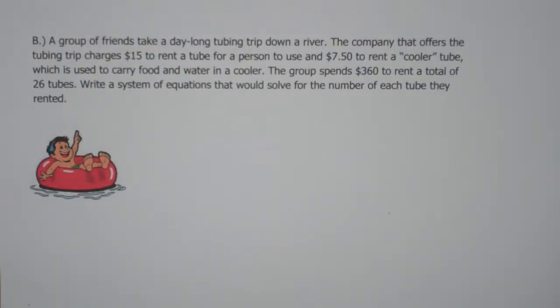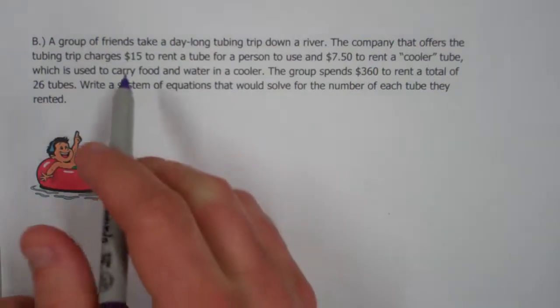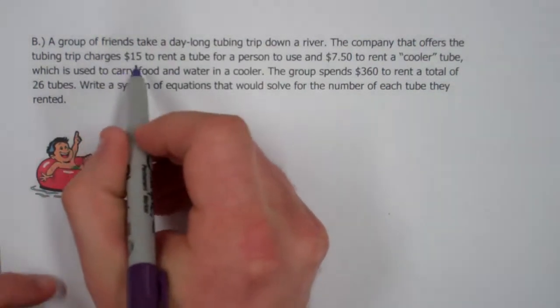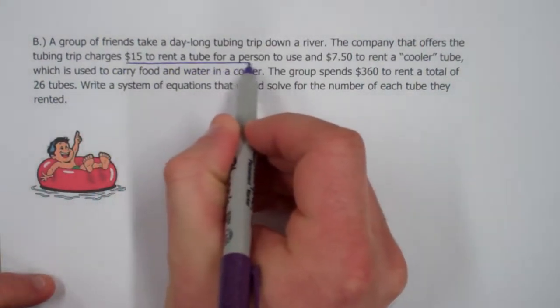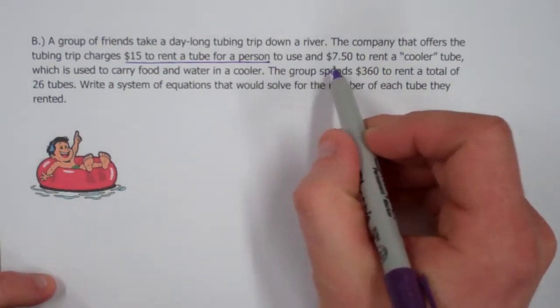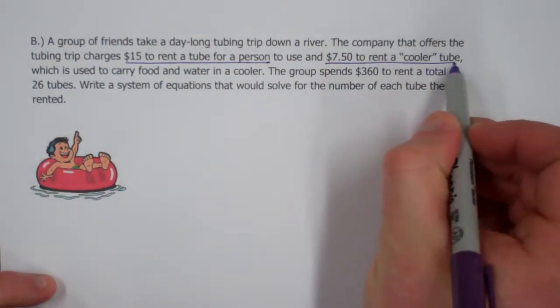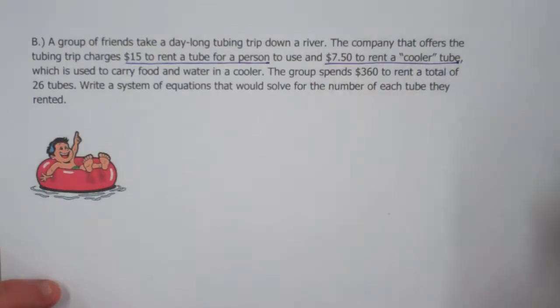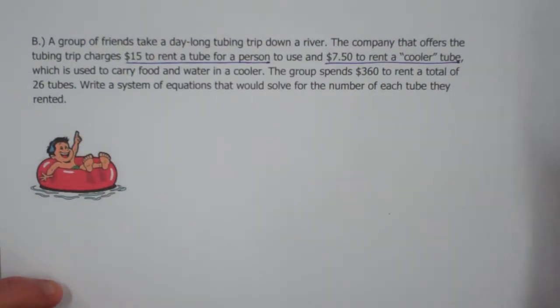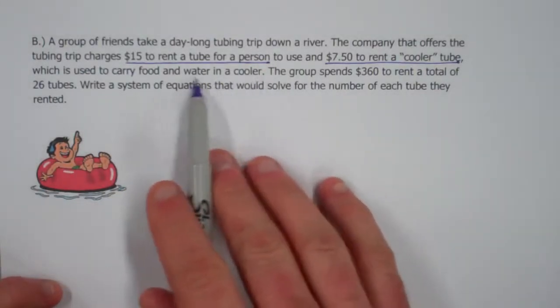In part B of example 1, a group of friends takes a day-long tubing trip down a river. The company offering the tubing trip charges $15 to rent a tube for a person and $7.50 to rent a cooler tube. So this would not be for a person, that would be for your soda and lunch or whatever. And it's used to carry food and water, so we've got that.